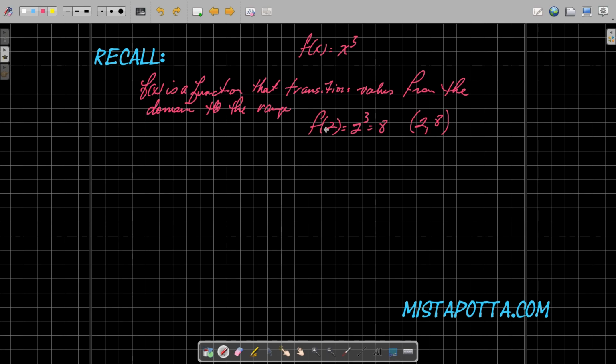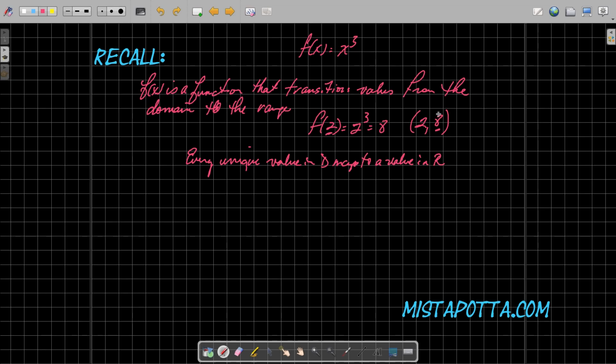So I'm looking for every unique value in D maps to a value in R. So everything that's in my domain is going to map to a value in my range. Every x value here is going to give me one unique number in my range.